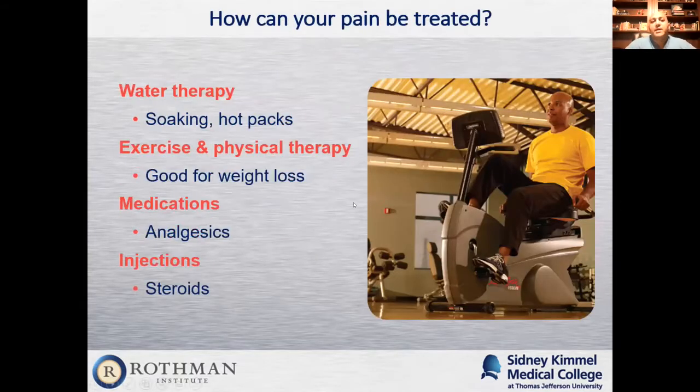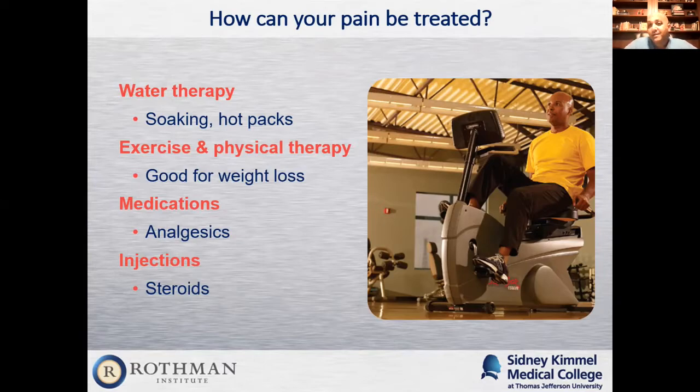So how can we treat hip arthritis? Water therapy is great, whether it's swimming in a pool, or heat or ice. Those things can help all of our arthritic joints. Exercise and physical therapy are good for weight loss, and believe it or not, motion is good for all of our joints. There's data that shows that motion of a joint and exercise can actually help release endorphins, chemicals that make you feel better. A sedentary lifestyle or not moving is going to lead to more stiffness and more dysfunction.